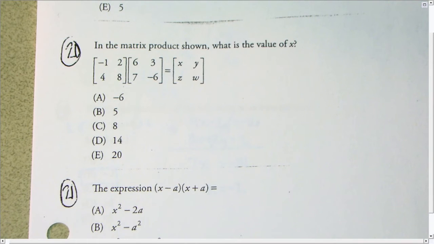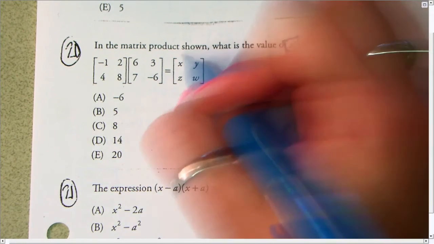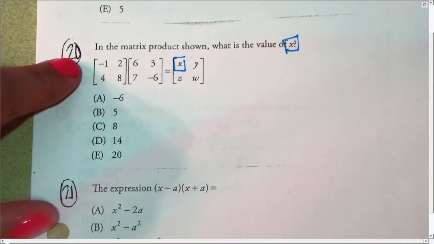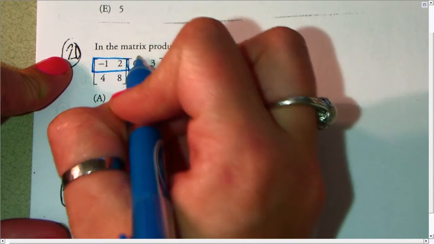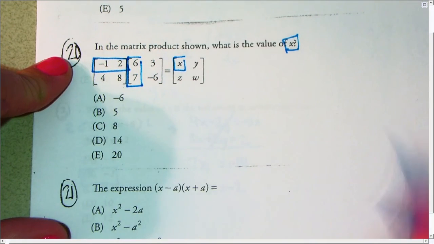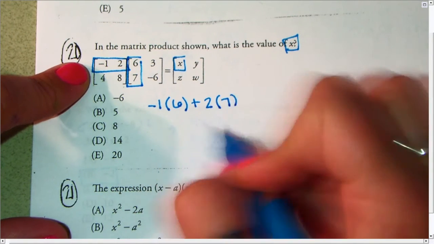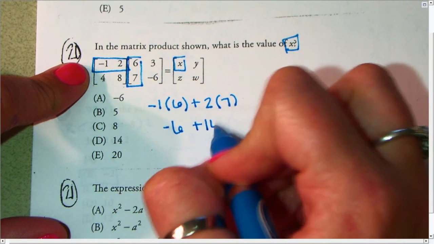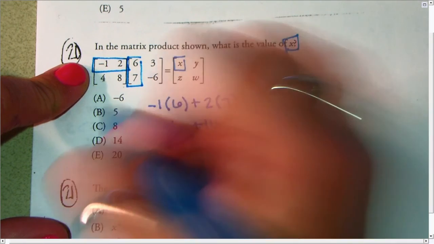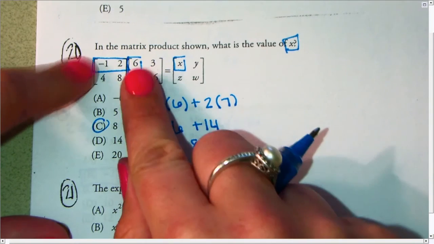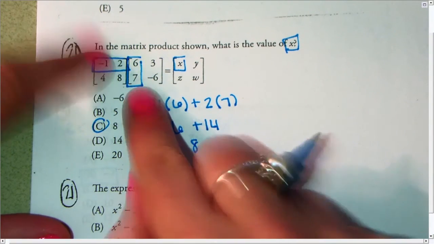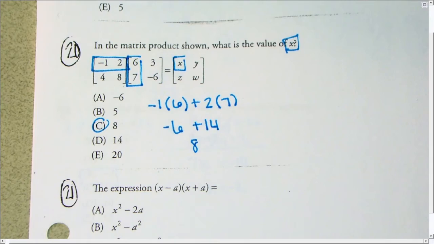All right, the next one is multiplication. You can do it a couple ways. You can do it in your calculator or do it by hand. We only care about the value of X. To get this term, I'm going to do it by hand first. Remember you multiply the first row by the first column. So I would do -1 times 6 plus 2 times 7. Well, -6 plus 14 is 8. So it's option C. Remember, -1 times 6 plus 2 times 7. That's how you get the first term. So the answer is 8.